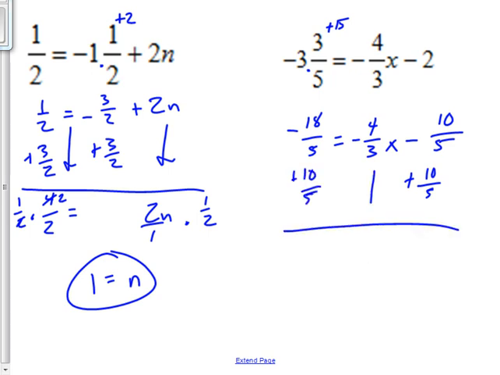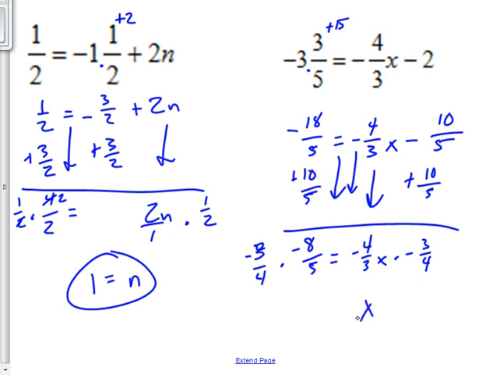Okay, and so I'm going to have to bring this down. Don't forget to bring this negative down with it. So we got negative 4/3 x is equal to negative 8/5. Now let's multiply by the reciprocal, negative 3/4. Okay, multiply both sides by negative 3/4. Okay, all I'm left with over here on the right side is my x.